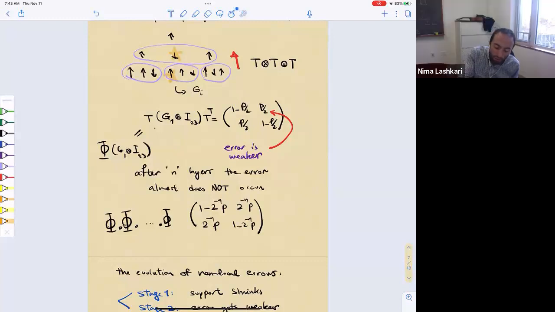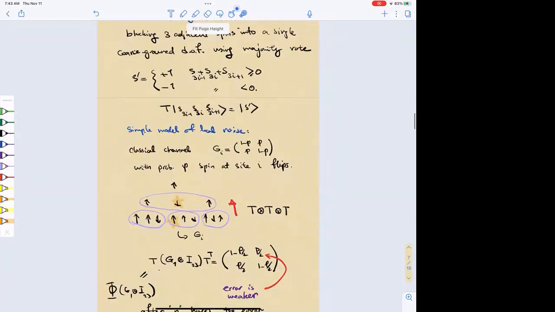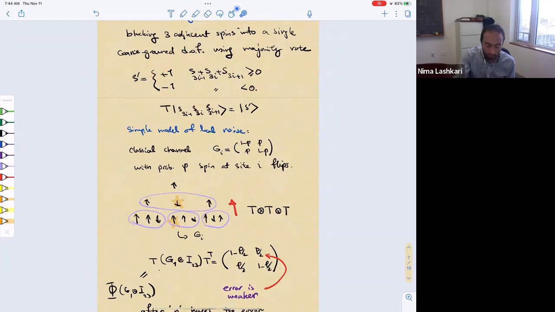No. This factor of 2 does not come from the 3. This does not come from the 3 spins. It's just a very simple calculation. There is a majority vote. You construct the matrix that corresponds to this, and you apply it, and you obtain it.